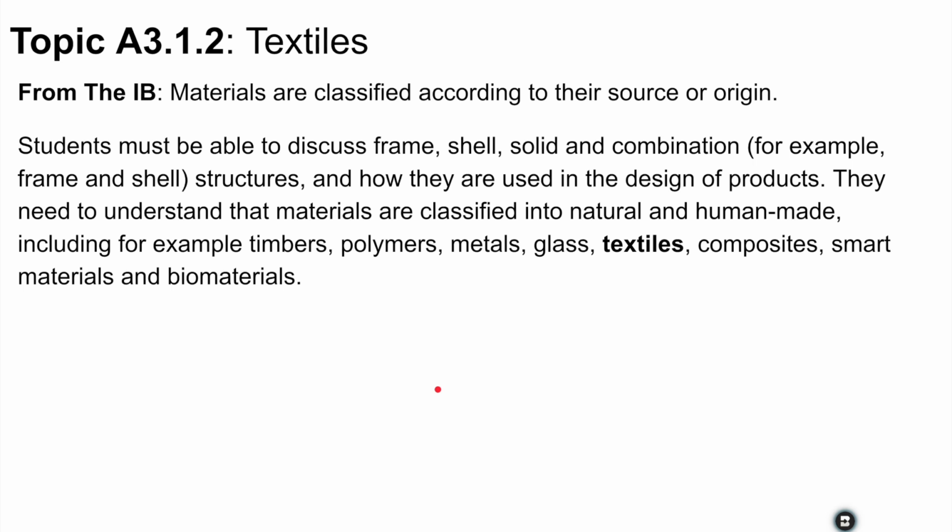This is a recorded lecture for the IB/DP Design Technology, Topic A3.1.2, and we're focused on textiles here. We need to be able to classify materials according to their source and their origin. We need to be able to discuss their advantages and disadvantages with shells and frame and solid structures, and we need to be able to classify them as natural and human-made materials.